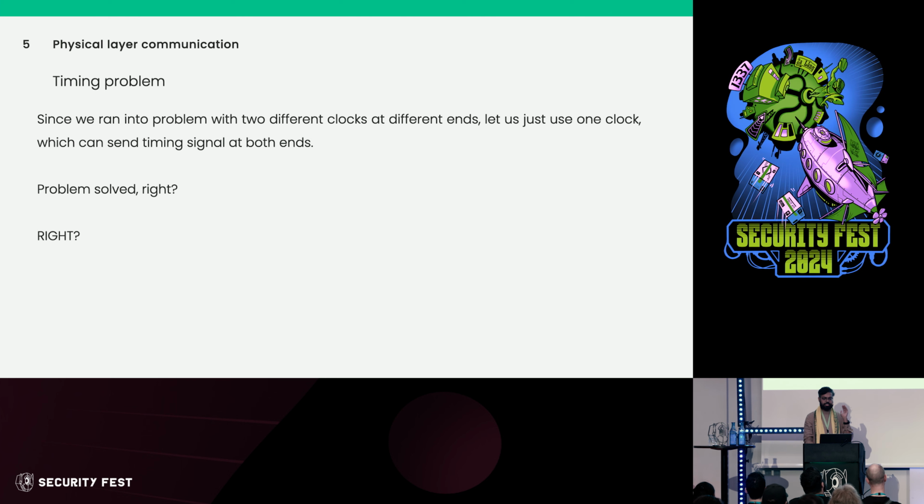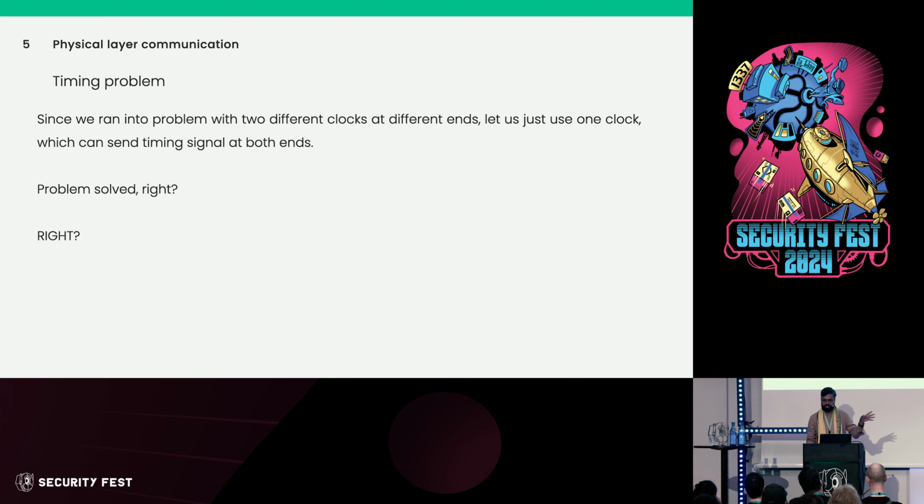Which means that as an engineer, we have to figure out how to deal with it. So now the problem statement is that we are having timing issues because we have 2 different clocks at both ends, okay? Now someone can come up and say, okay, the problem is because we have 2 clocks. What if I take only 1 clock, wire it at both ends, and then transmit?